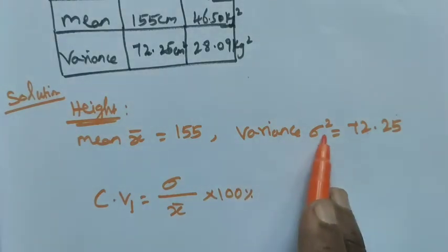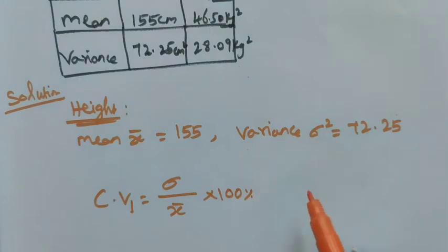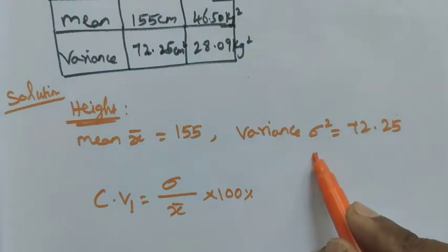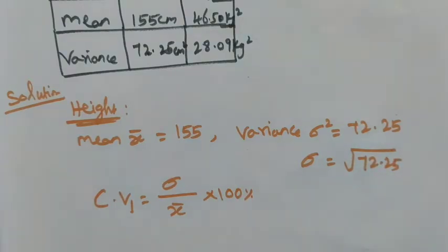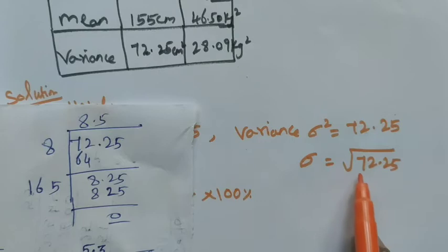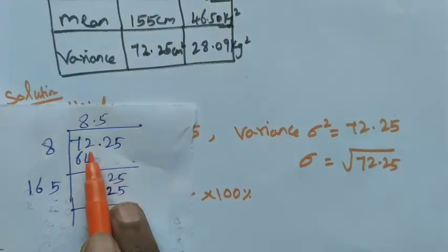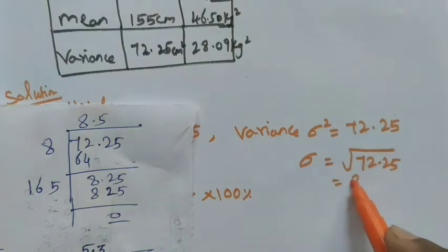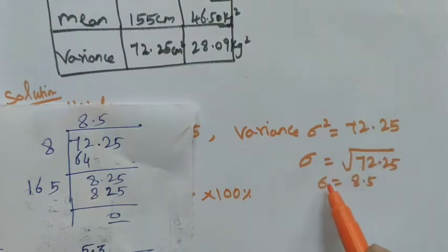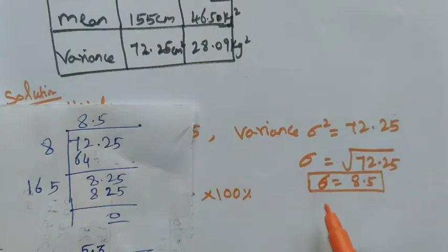Now the variance is given, that is sigma square, so we want to find the standard deviation first. Sigma is equal to root of 72.25. If we find the root value of 72.25, we get 8.5. So the sigma value is equal to 8.5.